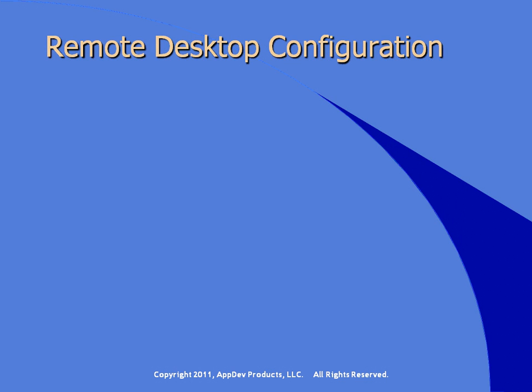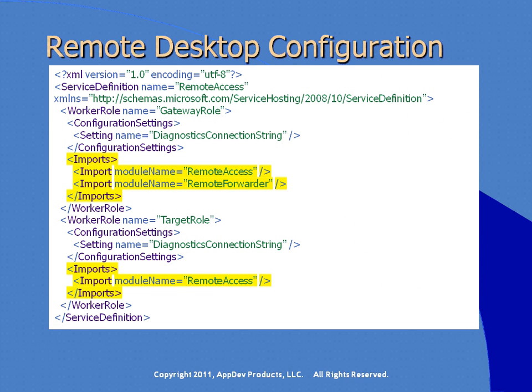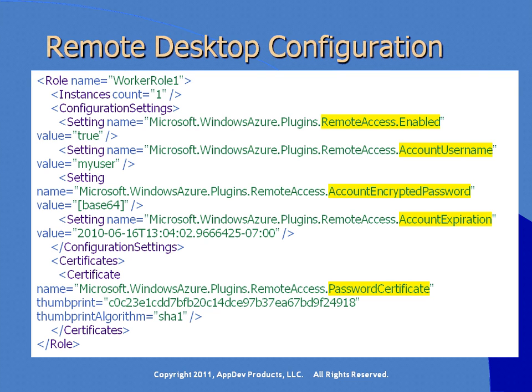So you might be asking, what are the remote access and remote forwarder modules? These are actually nodes in the service configuration and service definition files, and they only appear when we publish our application to Windows Azure via Visual Studio and select the Configure Remote Desktop Connections option in the deployment dialog. When we enable remote access, the service configuration file contains the username and password necessary to remote into the instance. This information comes from the information that is entered on the remote desktop configuration dialog that is displayed when we selected the Configure Remote Desktop Connections option on the deployment dialog.